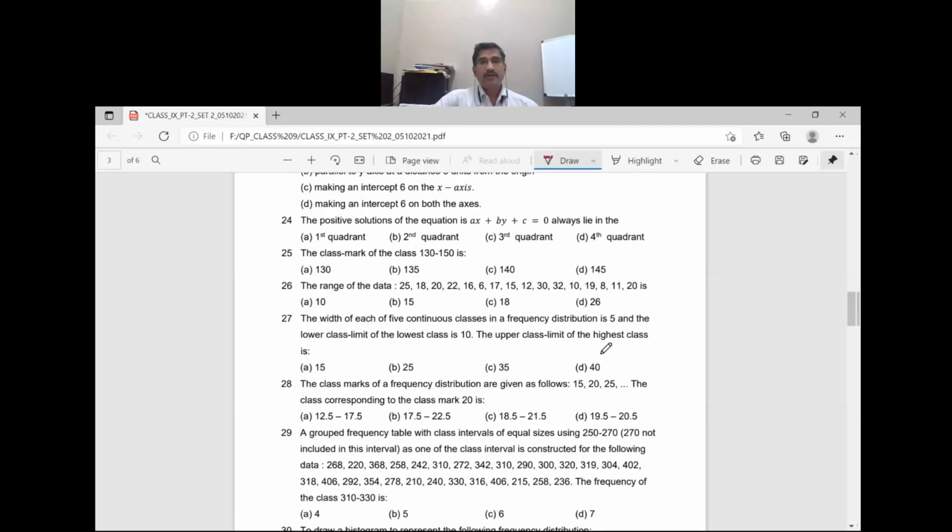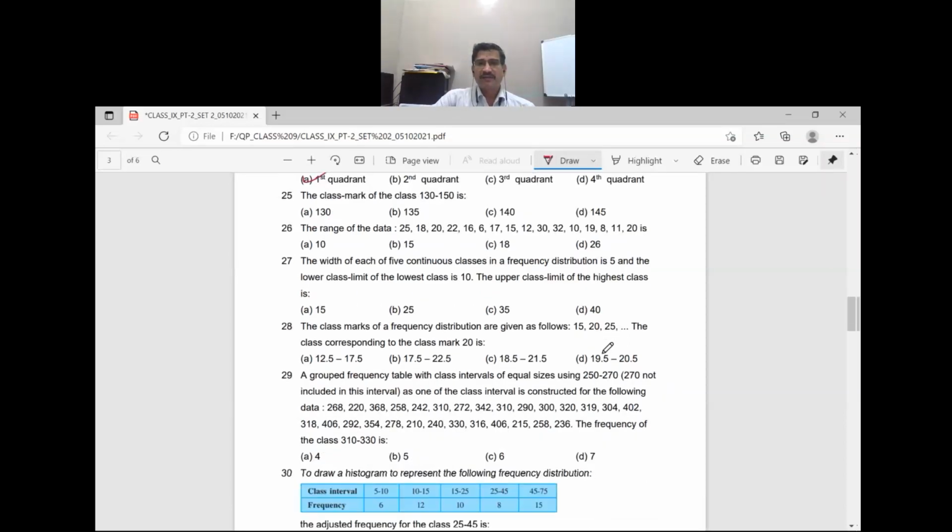Sorry, 24th. The positive solutions of this equation lie in the first quadrant. Positive solutions means x value positive and y value positive, which happens only in the first quadrant. Next, question number 25. The class mark is always the average of the upper limit and lower limit. Average of 130 plus 150 by 2 is 140. C is the right option.